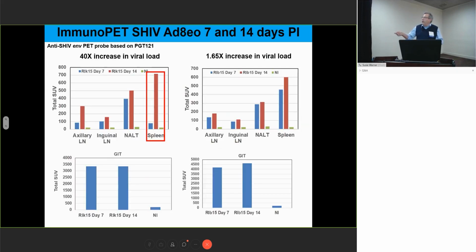And when we compared the 40x increase in viral load to the 1.65 increase viral load animals, now I understand these are individual animals. I don't want to read into it too much, but I just want you to see that when we're following a single animal, I think there are some insights, and again, it's hypothesis generating. What you see is a huge increase in the spleen in this animal. I mean, it really skyrockets. So if we want to start to answer questions about how virus gets from tissues into the bloodstream and where that's coming from, I think this can be a useful tool. In the gut, there weren't huge increases actually over that time span.